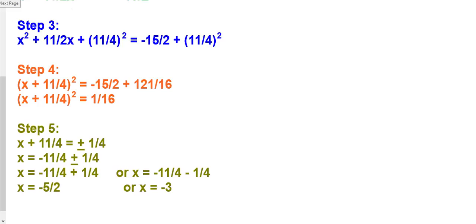This is solving by completing the square. And solving by completing the square will always work. Factoring sometimes works. Solving by graphing gives you a nice visual picture, but you can sometimes only estimate your answers.